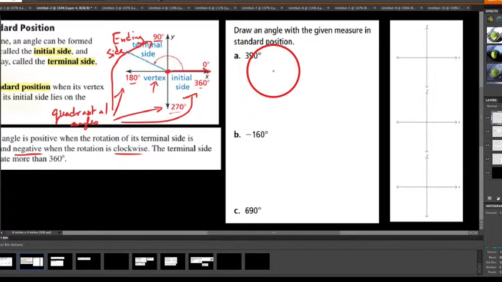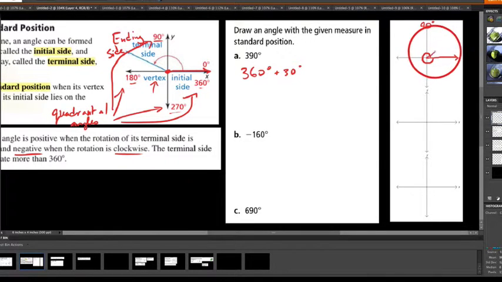So to sketch a 390 degree angle, what we could say is this is like a 360 degree angle plus another 30 degree angle. And so when we look at that, I would have to start on the positive x-axis. Here's my initial side if I'm in standard position. And what we're going to do is rotate around one full time, 360, plus another 30. And so if this is 90 right here, 45 would be kind of halfway, and 30 would have to be over here. And so this can be seen as a 390 degree angle, and that is how you would sketch an angle over 360 degrees, and it is positive because we rotated counterclockwise.